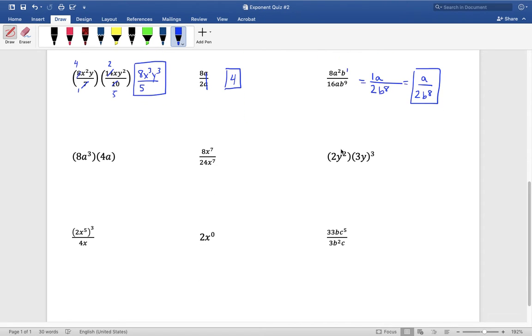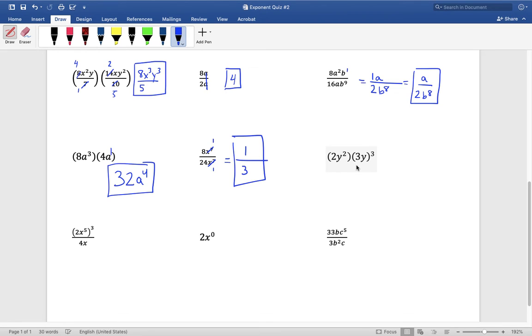All right, second to last row, 8 times 4 is 32. Whoops, let's redraw that. Let's see here. 8 times 4 is 32. And a in the power would be a 3 and a 1. That makes a to the fourth power. Going forward, we have 8 over 24. Well, that's the fraction 1/3. And x to the 7th divided by x to the 7th, well, that's just 1. And 1 times 1 is 1, and 3 times 1, that's just the fraction 1/3.